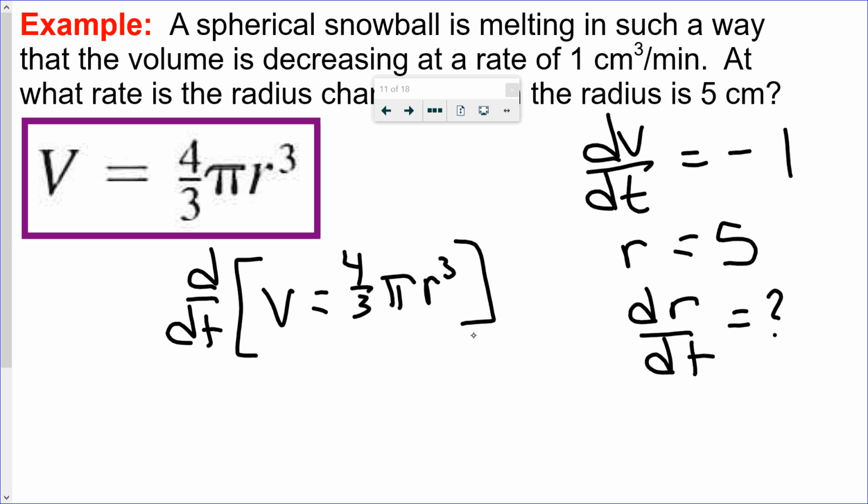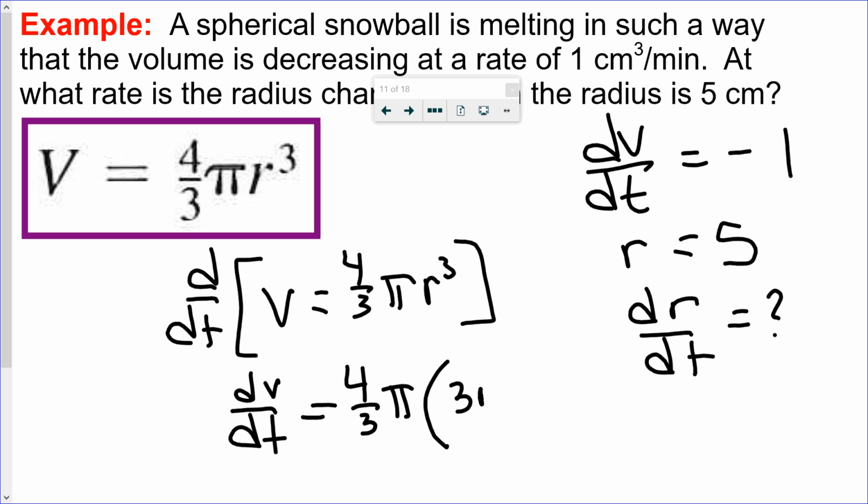The derivative of volume with respect to time is dV/dt. Now 4/3 pi is just a number, so I'm just going to write that up front, 4/3 pi. Then I'm going to multiply that by the derivative of r cubed. If you have a constant, you can always take it out front, just like we did for limits, we can do the same thing for derivatives. The derivative of r cubed is 3r squared, and of course times the derivative of radius with respect to time.